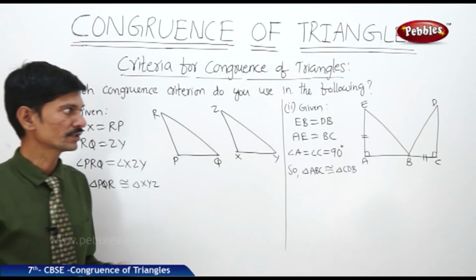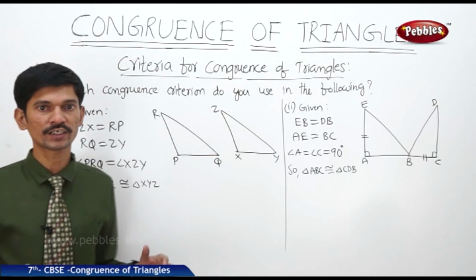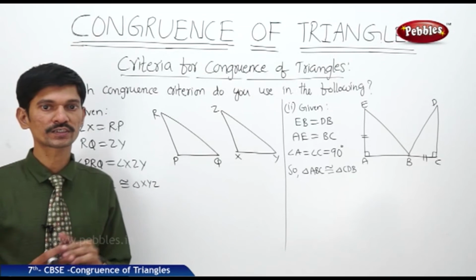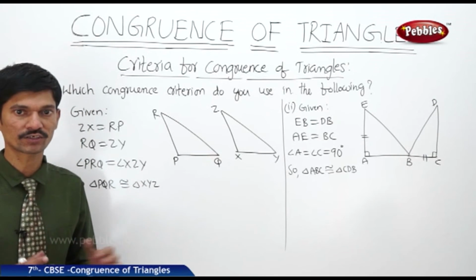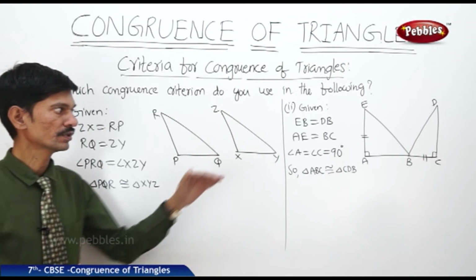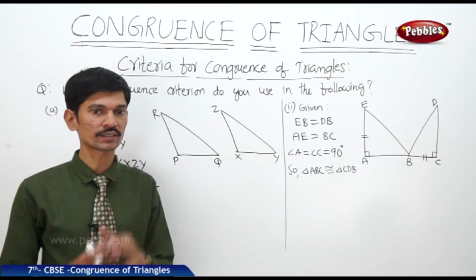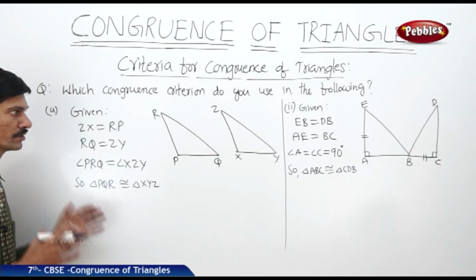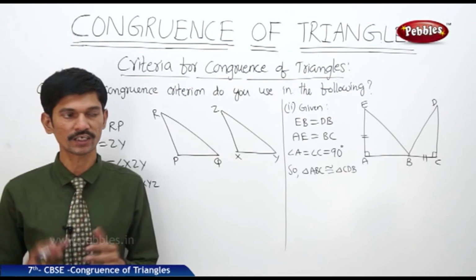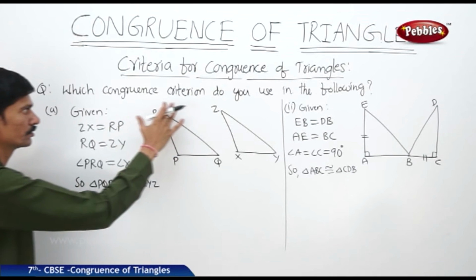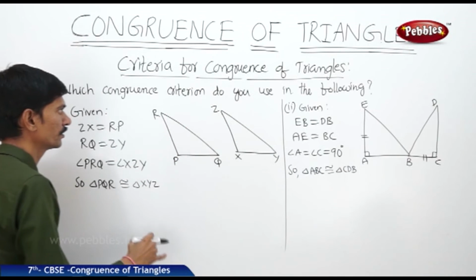So far we have discussed the different congruence criteria in triangles, such as the SSS congruence criterion, the SAS congruence criterion, the ASA congruence criterion, and also, in the case of right-angled triangles, the RHS congruence criterion. Now let us solve a few problems based on all these congruence criteria of triangles. Which congruence criterion do you use in the following figures?